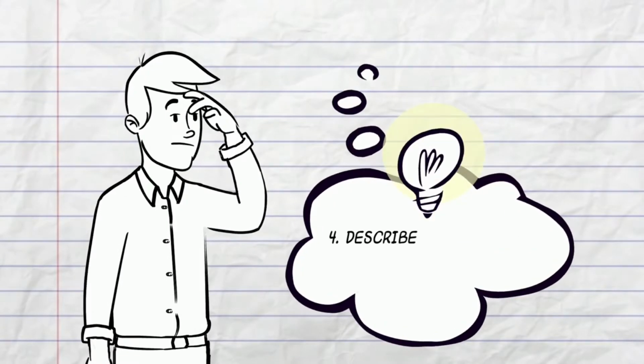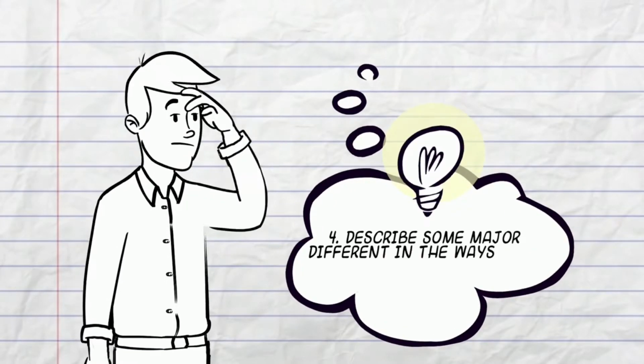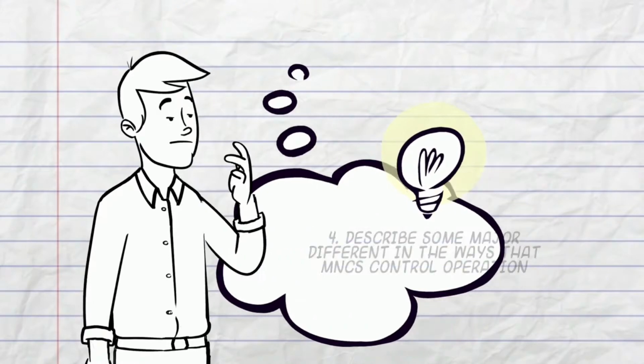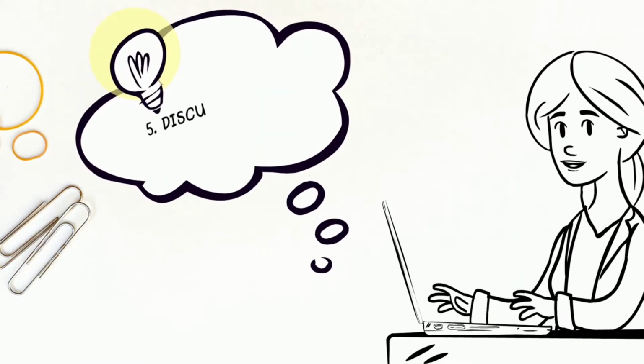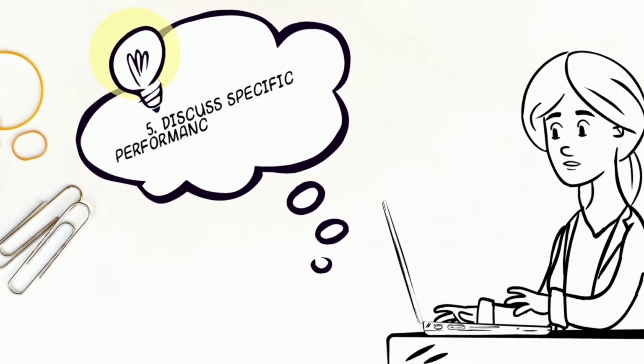Fourth is to describe some major differences in the way the MNCs control operations. And lastly, discuss specific performance measures that are used in IB.